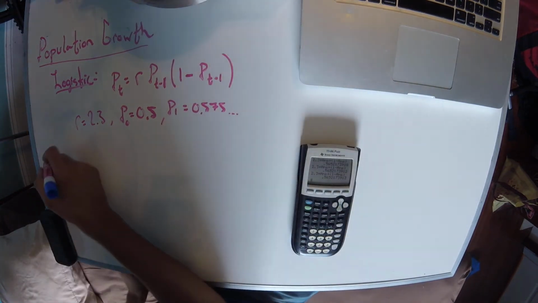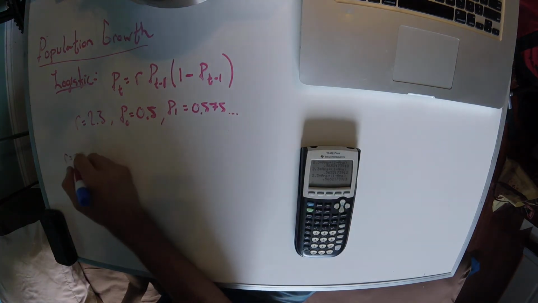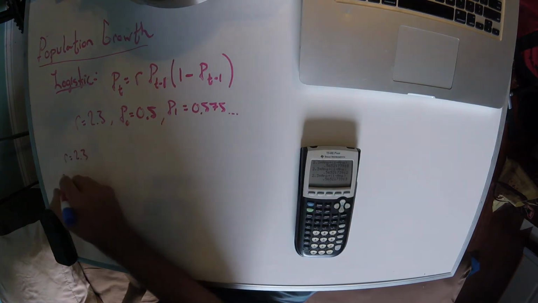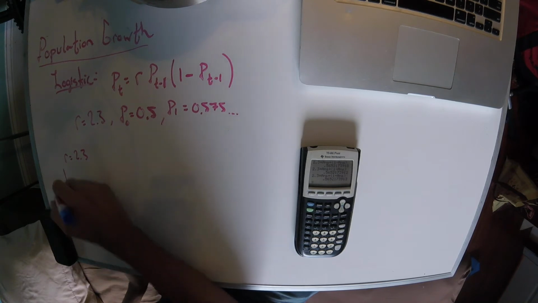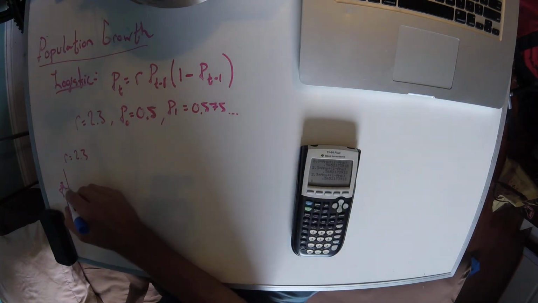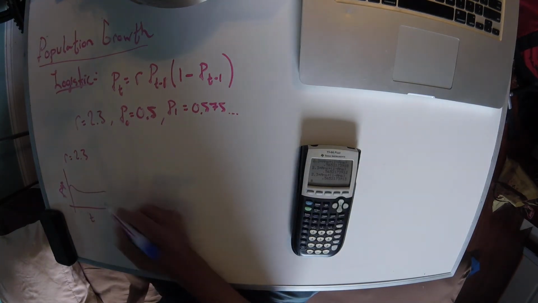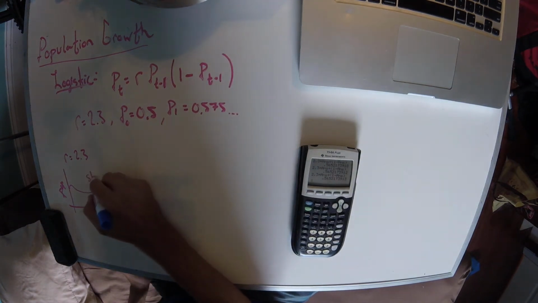So I'm going to put a graph of what this looks like over here. So R equals 2.3. Let's do time and population, and this one did something like this, and so we'll call this stable.